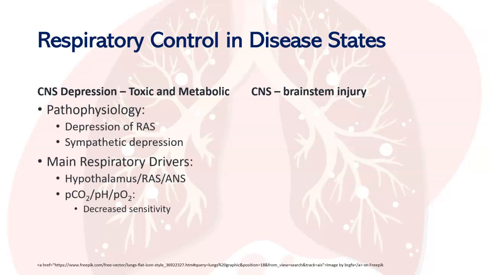So, with depression of the CNS due to things like drugs or liver failure or kidney failure, there's overall depression of the reticular activating system and similar depression of the sympathetic drive. Both of these reduce the sensitivity of the brainstem respiratory centers and lead to suppression of the respiratory drive.